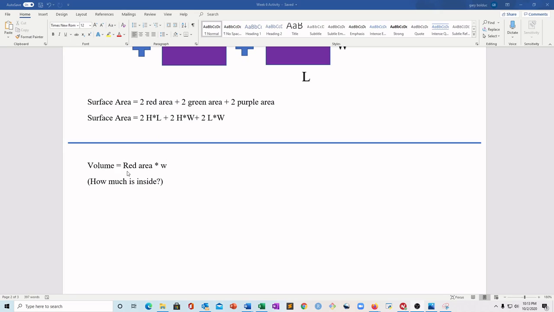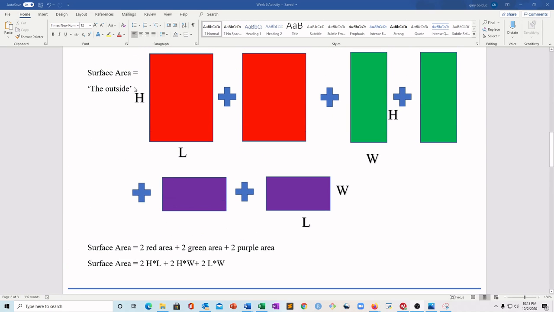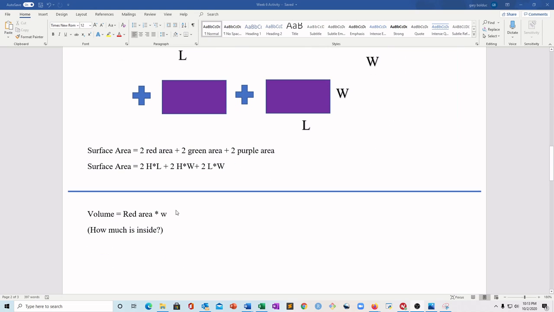So we have the red area times W, the width. So we go back up. What was the red area? It was height times length. So let's copy this. Copy this. Volume. And the red area is height times length. So what do I get all together? The volume of my prism is the height times the length times the width.